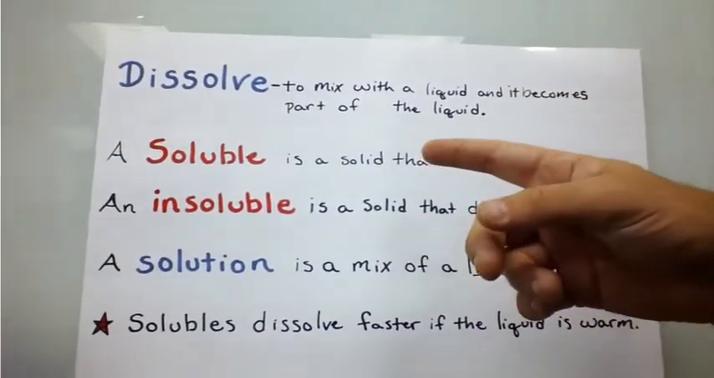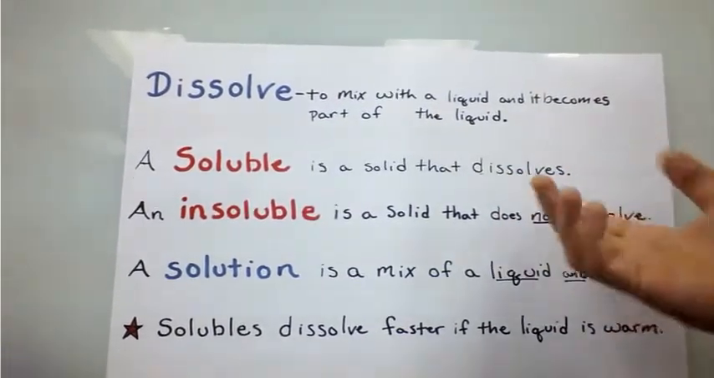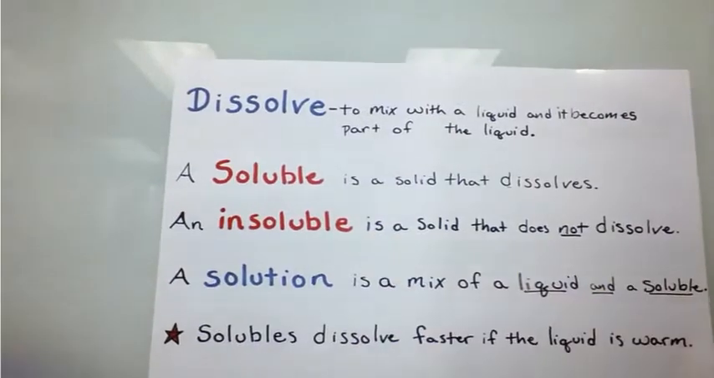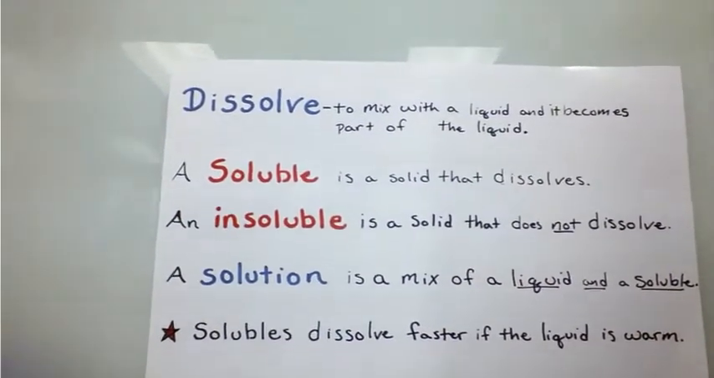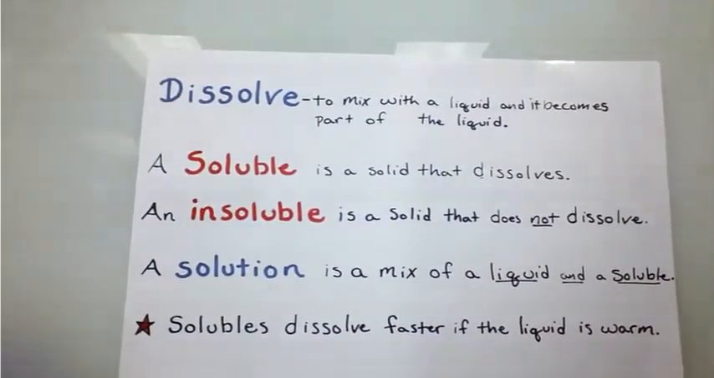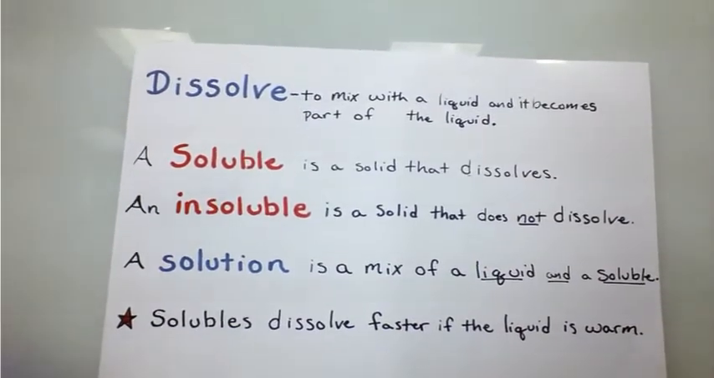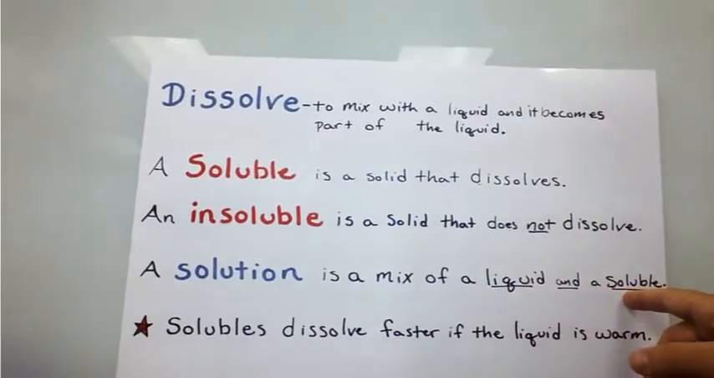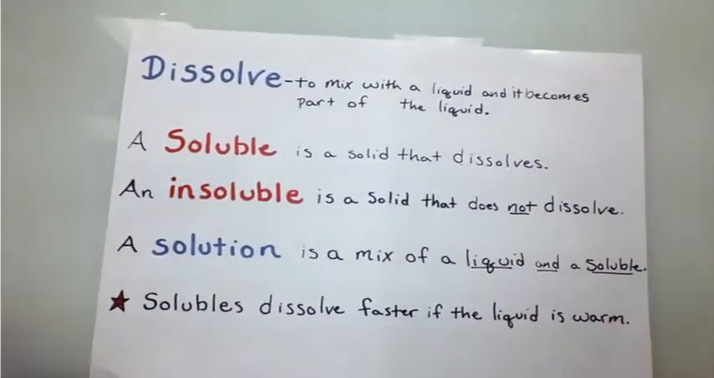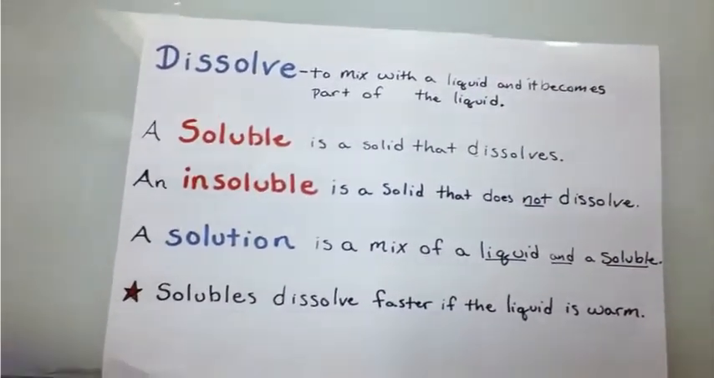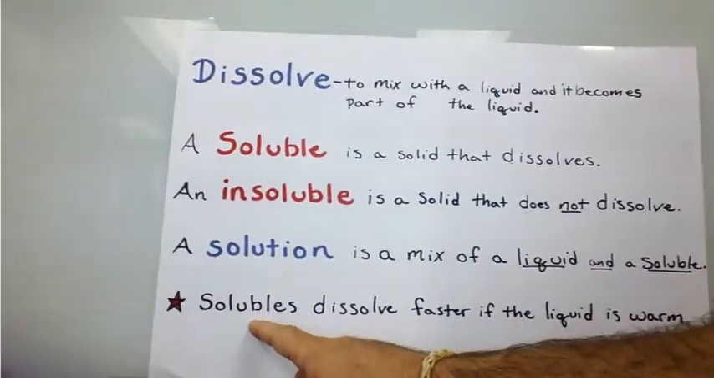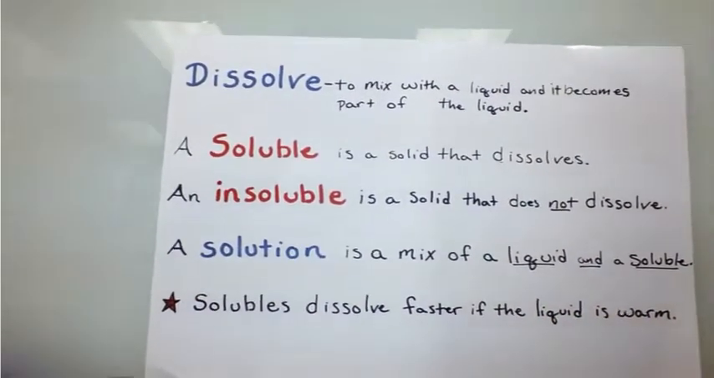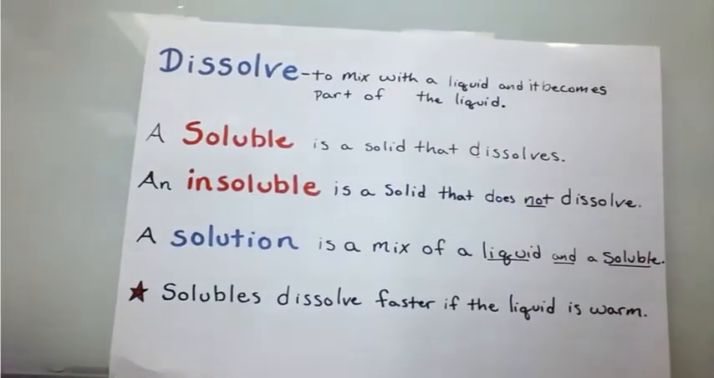A soluble is a solid that dissolves. An insoluble is a solid that does not dissolve. And when we have a mix of liquid and a soluble, that is a solution. And just as a little bonus, solubles dissolve faster if the liquid is warm. Okay? Let's take a look.